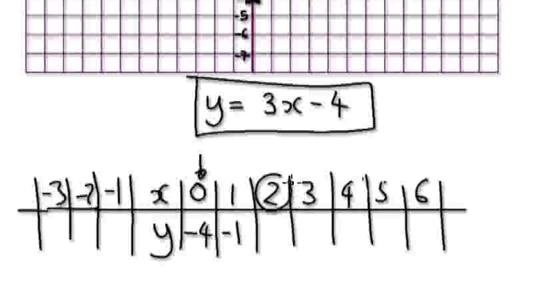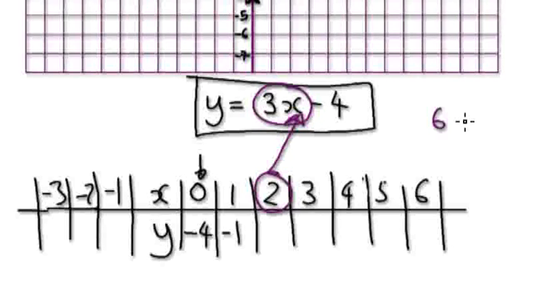Now we've got to put the 2 into this x here. So let's put the 2 into the x. So the 2 here goes into the x. So 3 times 2 will be 6, and then we've got a -4. So 6 minus 4 would be -2.